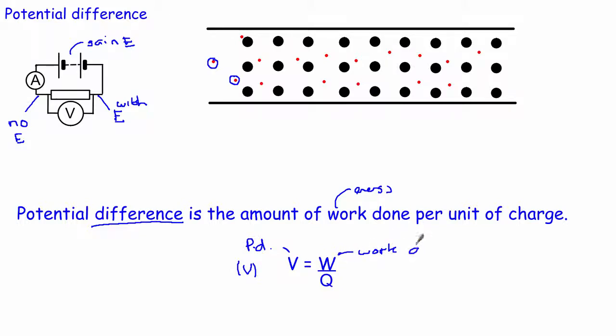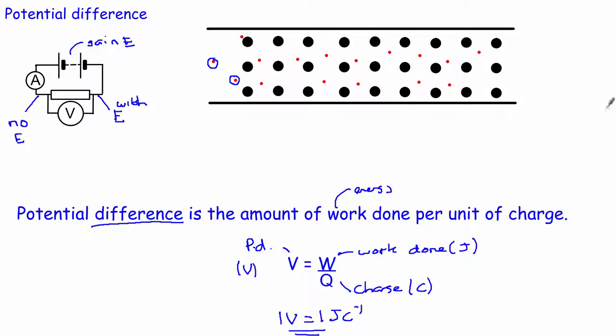So that's the work done, which is basically the same as the energy transferred. That's measured in joules. And this thing is the charge again, which is measured in coulombs. So if we know the amount of charge that passes through here, and we know how much energy is transferred to it, then we can work out the potential difference. And again, if we look at the units, 1 volt is equal to 1 joule per coulomb, like that.